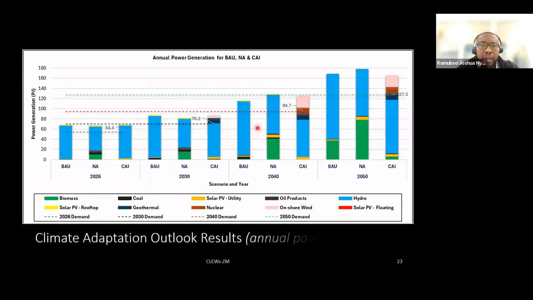Okay, this shows the annual power generation from the climate adaptation outlook, where you've got 2026, 2030, 2040, and 2050. We've got the BAU, no adaptation, and climate adjusted infrastructure. Mind you, these are the three that have been benchmarked for the purpose of adaptation scenarios. What you're seeing here is pretty much the demand for that respective year, and the actual power generated from the respective technologies.